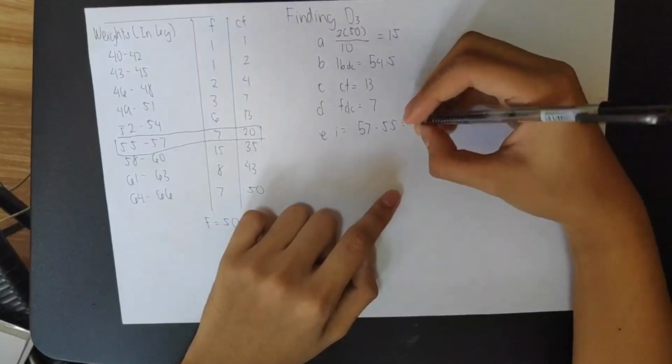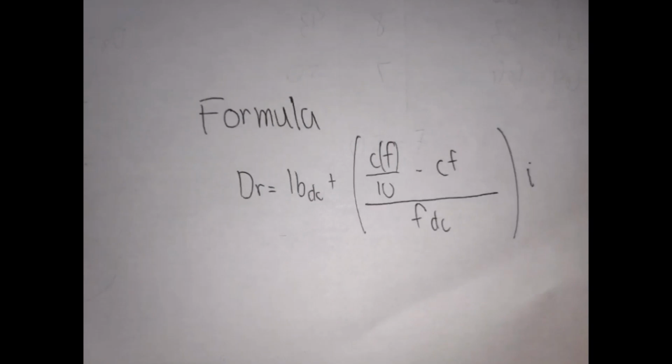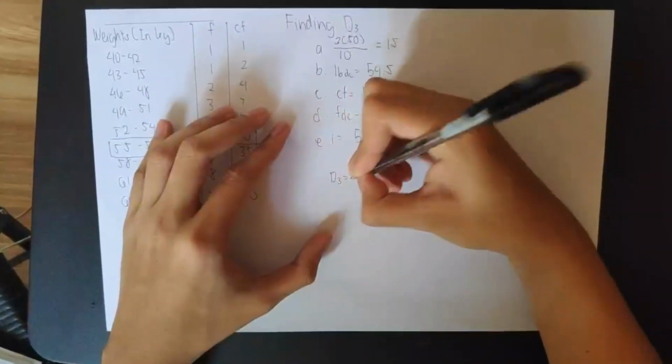So, the formula for this topic is: decile is equal to XLB plus C times N divided by 10 minus cumulative frequency below, divided by the frequency of the decile, times the class interval. Okay, so let's start.